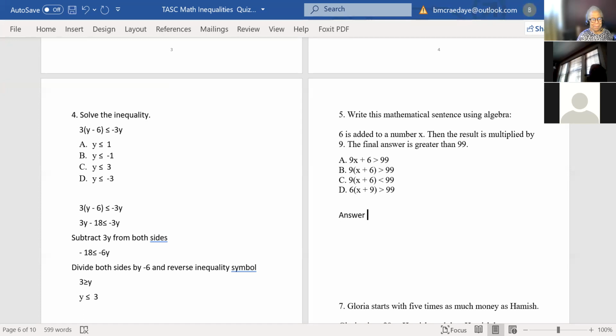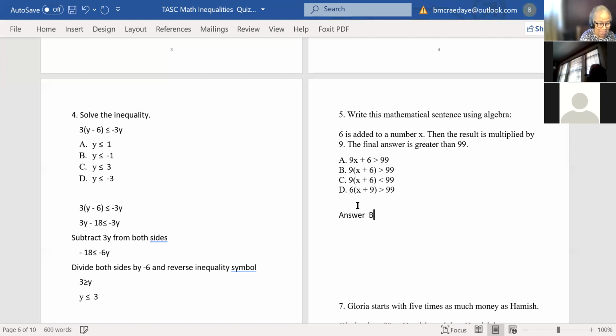So therefore, greater than 99. This result can be multiplying 9 times the sum of x and 6. Not D, it's not C. You're right. It can't, because D is multiplied by 6 and C is a less than. So we're between A and B. So therefore it's B. That's it, Vanessa.